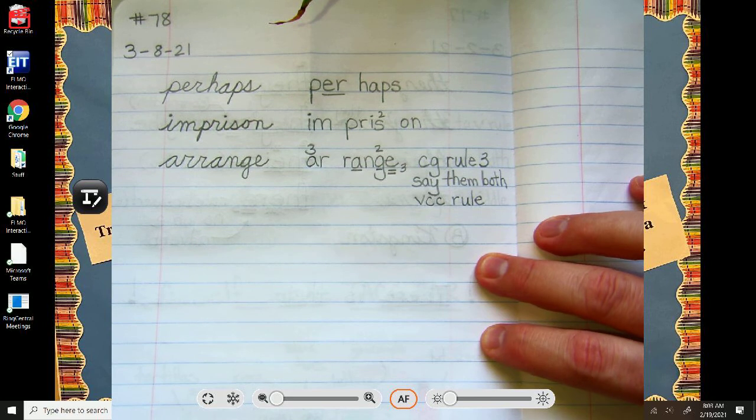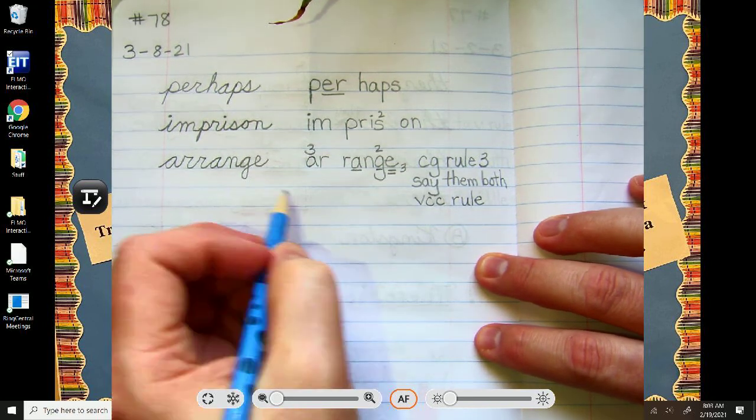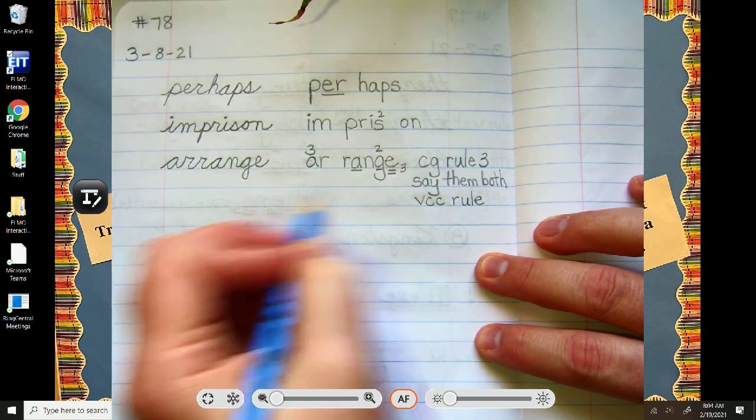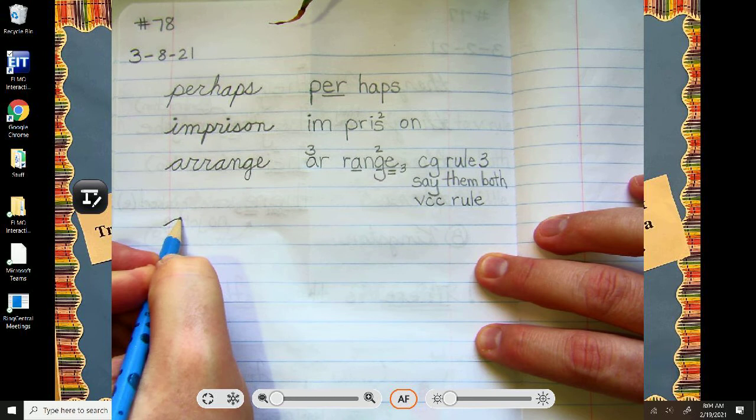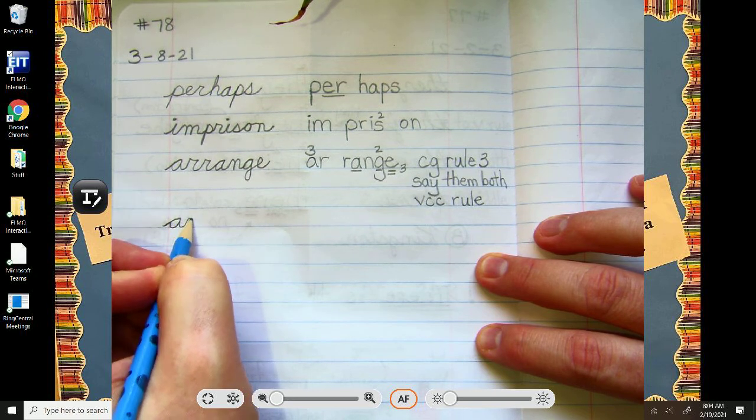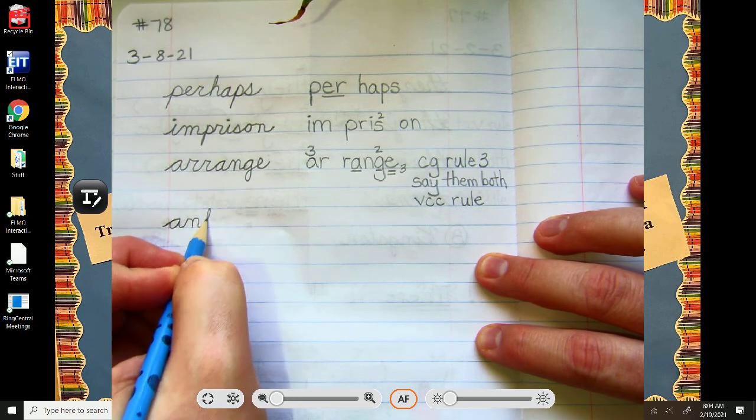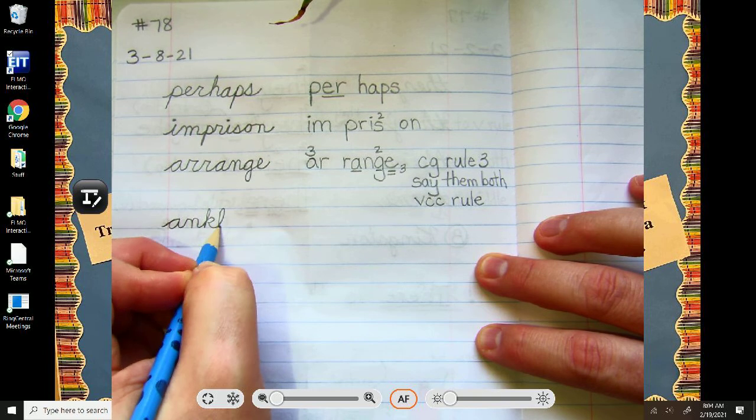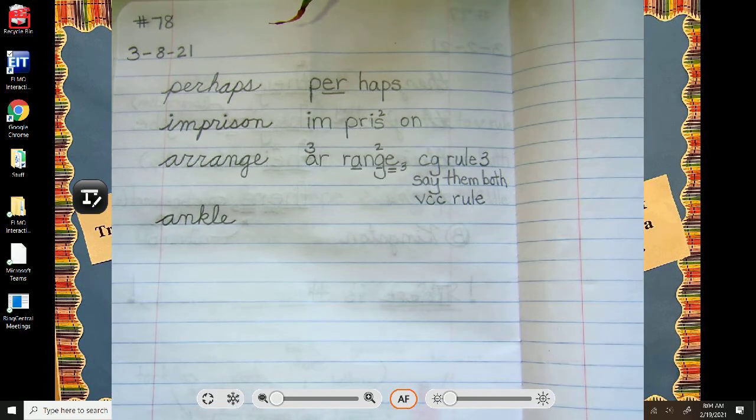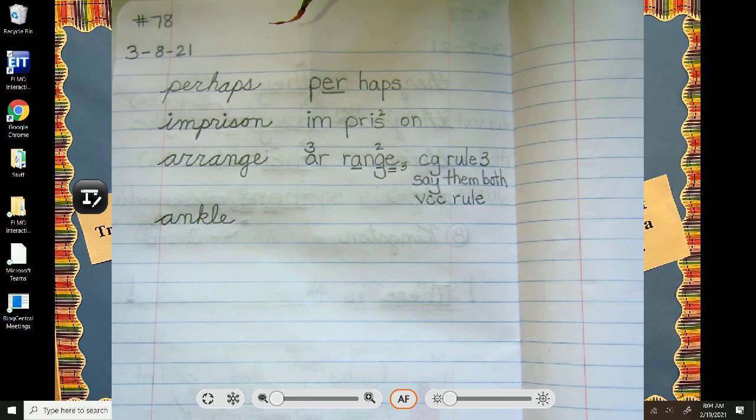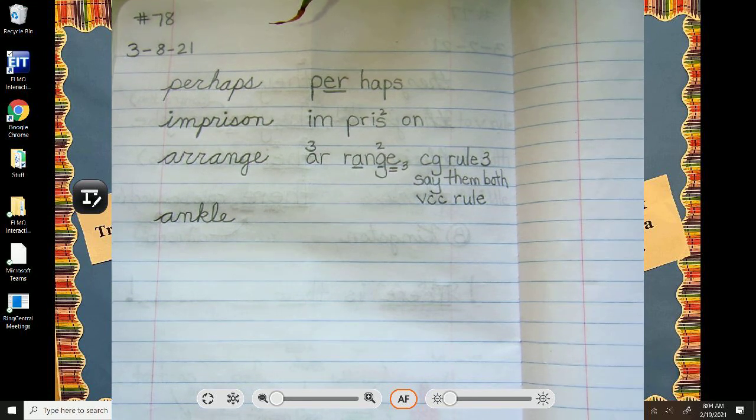All right, I will now arrange for us to move on to our last required word. Now, scholars, I'm going to skip down a couple of lines because I took a lot of space there for rules. So I'm going to skip two to write our last required word, ankle. He twisted his ankle while running at recess. Ankle.